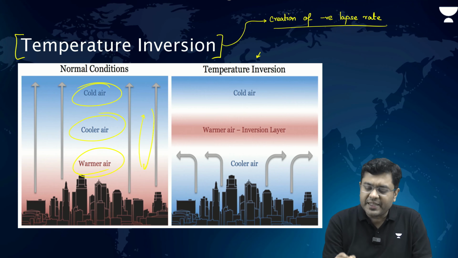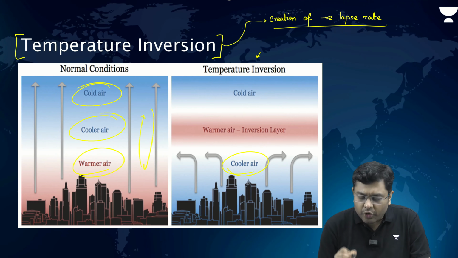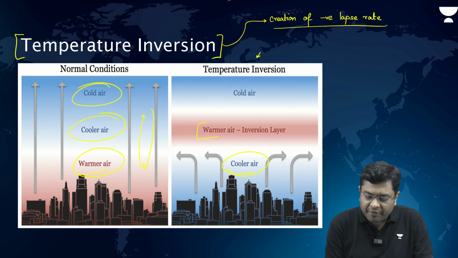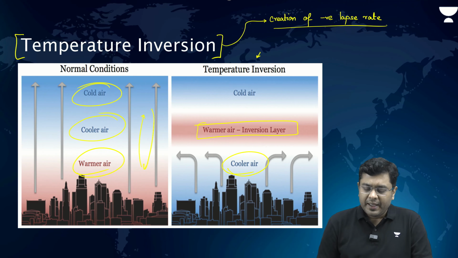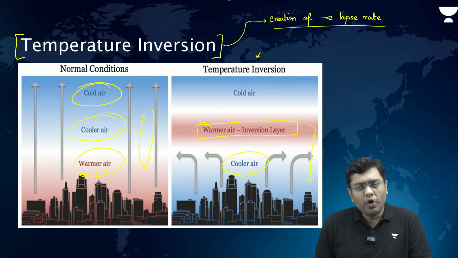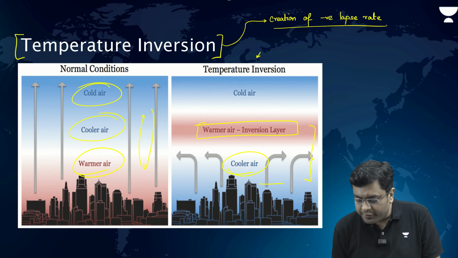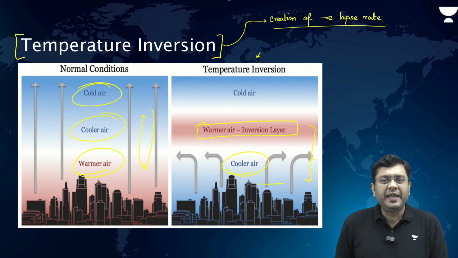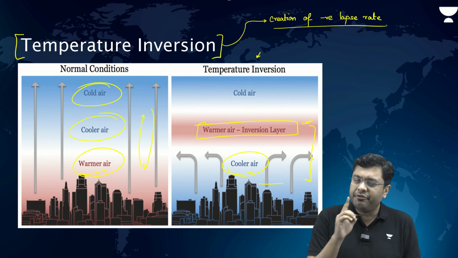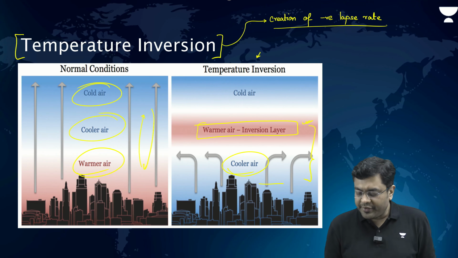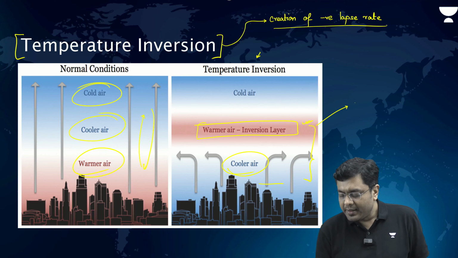But in the condition of temperature inversion, you have cooler or cold air at the bottom, then on top of it a layer of warmer air, then above it another cold air. So, in this region, will you have mixing of air? No, because cooler air, being heavier, will stick closer to the ground surface. Warmer air, being lighter, will always stay on top. So there is not going to be any vertical mixing at all. This is what is referred to as stable air, which is not good.